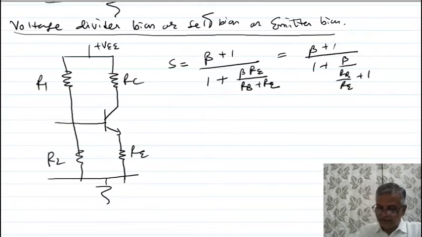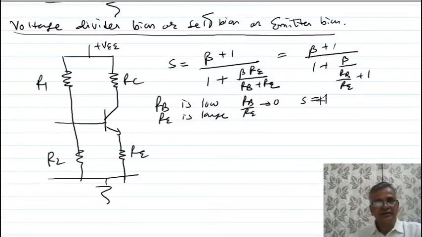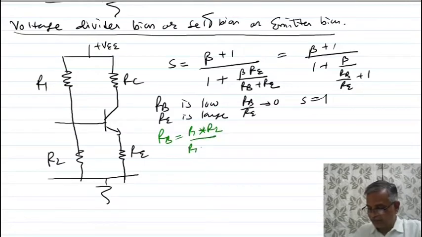If RB is low, then RB by RE tends to 0, and then S will be 1. In short, all the discussions say that RB should be low. For this circuit, you will get a low value of RB because RB is given by R1 into R2 upon (R1 plus R2) for a voltage divider bias circuit. So you will get very good stability for a voltage divider bias circuit.